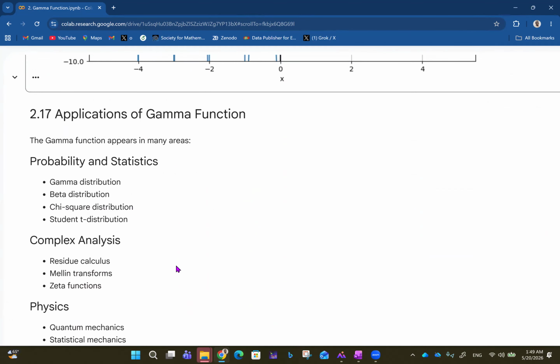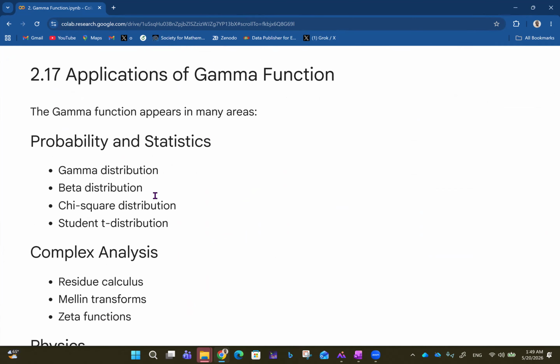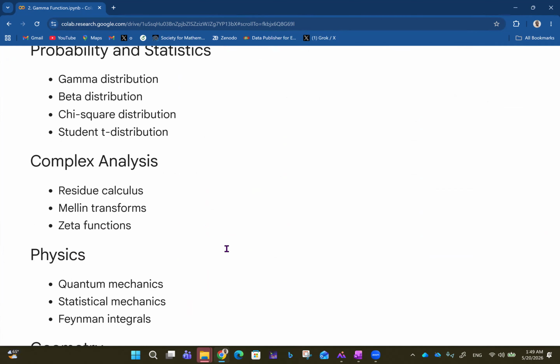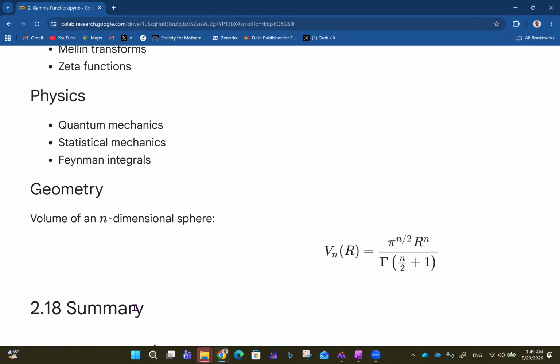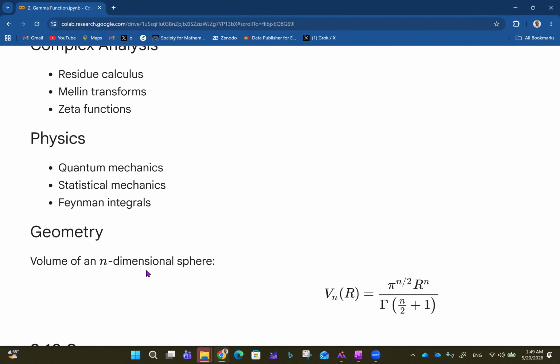Then let's talk about some applications of the gamma function. The gamma function appears in many areas, like in probability and statistics. You have gamma distribution, you have beta distribution. In the next video, we'll talk about beta distribution and you see how it's connected to gamma distribution. Then you have chi-square distribution, student distribution. Then you have complex analysis, in areas like residue calculus, Mellin transforms, and zeta functions. In physics, you have quantum mechanics, statistical mechanics, and Feynman integrals. Then for geometry, you have the volume of an n-dimensional sphere, which is V_n of r equals pi raised to n over 2, r raised to n, over gamma of n over 2 plus 1.